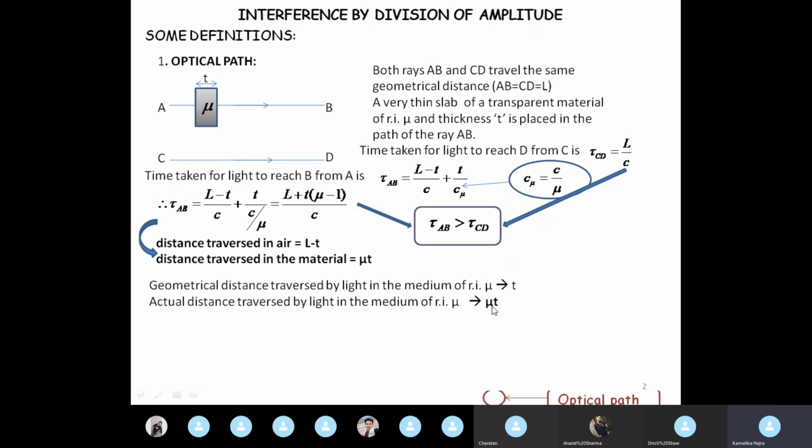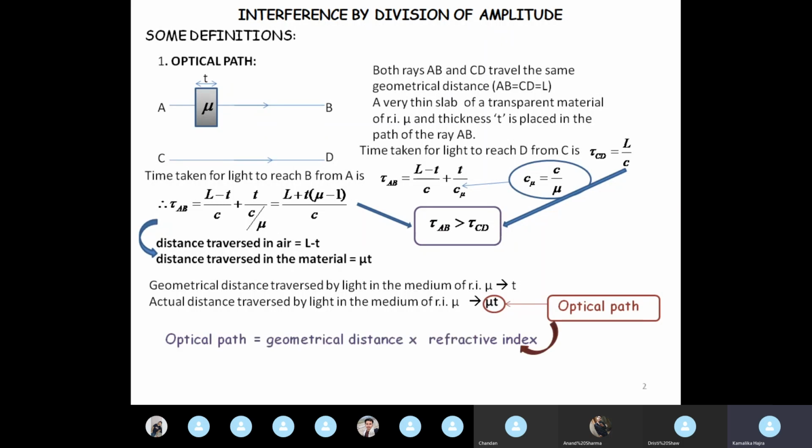So this is what we define as optical path. When light is traveling in a medium of a certain refractive index greater than 1, the actual path traveled by light is defined as the optical path, and it is mathematically given by the product of the geometrical distance and the refractive index of the material. Is this clear to everybody? Because we are going to require this in our future calculations. So is the concept of optical path clear to everybody?